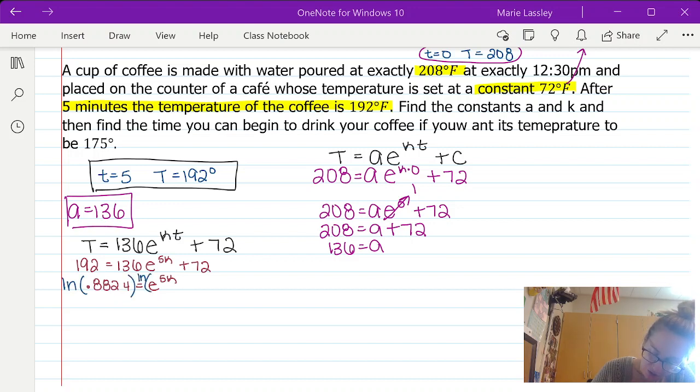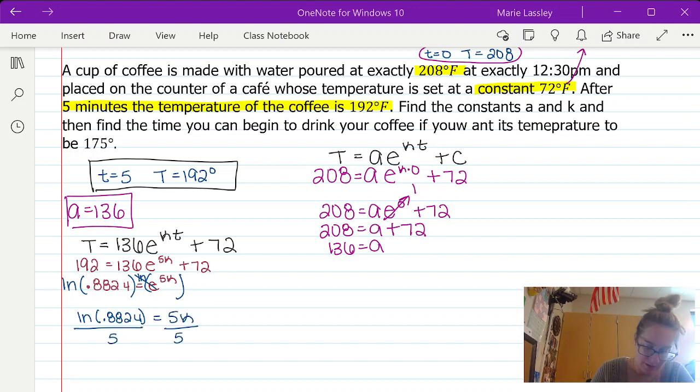So we have natural log of 0.8824 equaling 5k, and then we can just divide both sides by 5. So in my calculator, I'm just typing that in, and I got negative 0.025 equals my k value. So now we have a k.